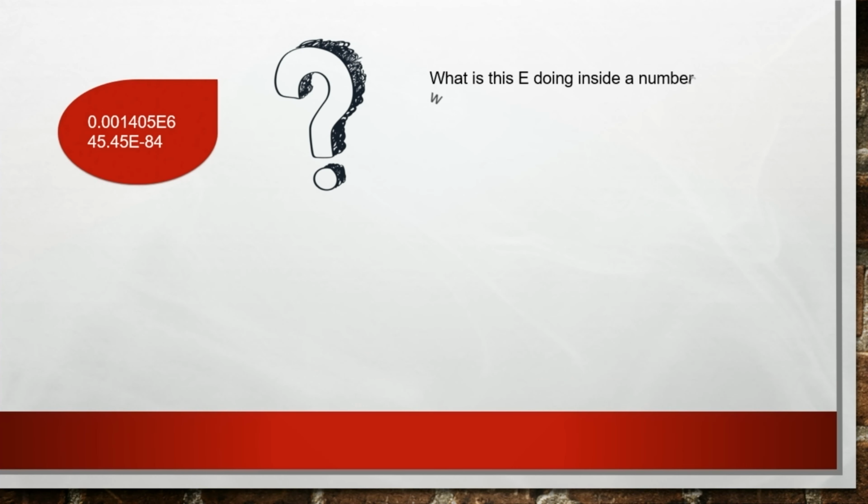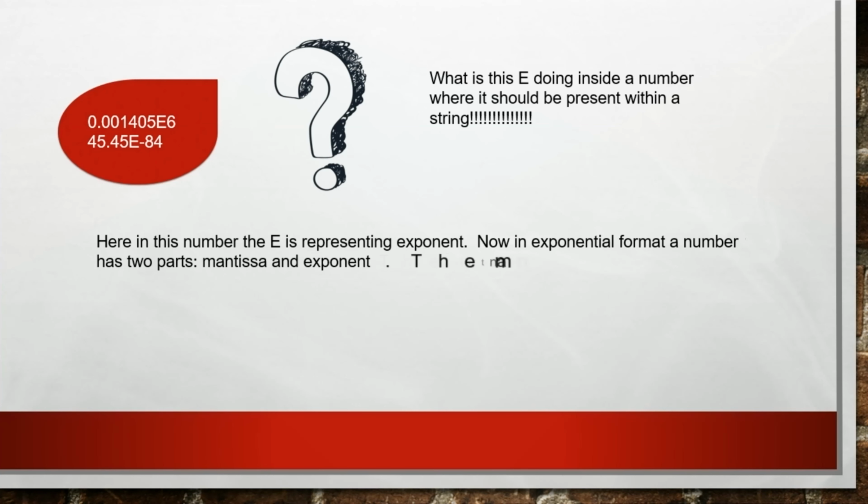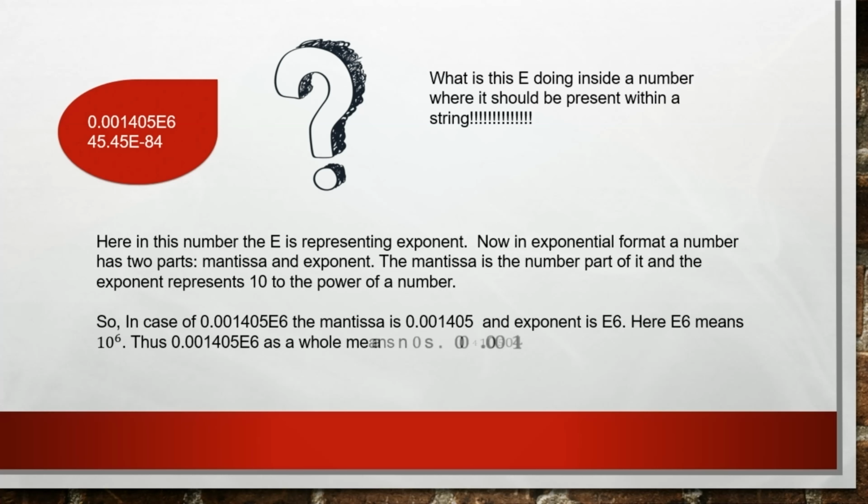Now on seeing examples like 0.001405e6 and 45.54e-84 you might be confused as to what this e is doing inside a number, whereas it is a letter. The answer is that here the e represents the exponent. In exponential format a number has two parts, mantissa and exponent. The mantissa is the number part of it and the exponent represents 10 to the power of a number.